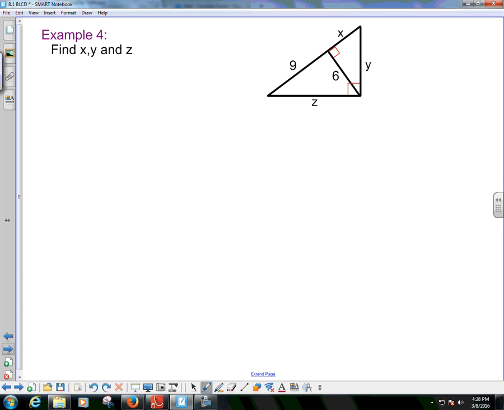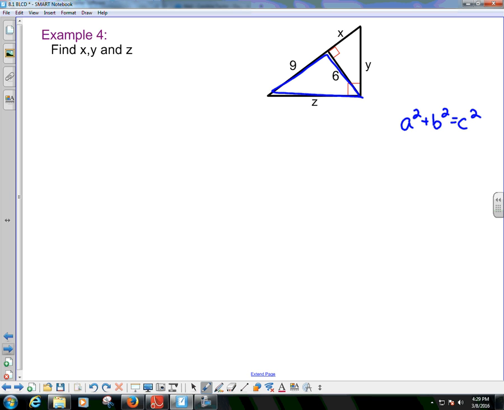All right, now we're going to put this to use. So I need to find x, y, and z. Well, when I look at this, I don't want you guys to forget about the Pythagorean theorem. The Pythagorean theorem says a squared plus b squared equals c squared, and I can only use it on right triangles. Well, when I first look at this, I've got a right triangle that I can apply that to. And that right triangle is right here.